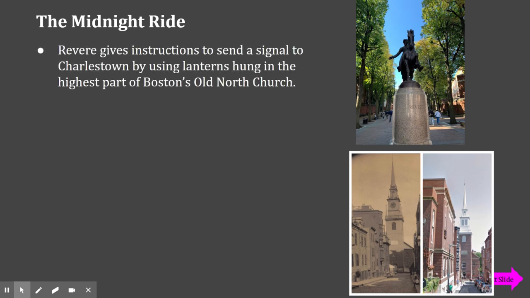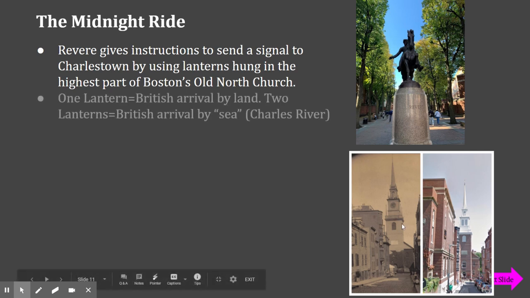Revere gives instructions to send a signal to Charlestown by using lanterns hung in the highest point of Boston's North Church. So that's the church down there. And one lantern would mean that the British had arrived by land. Two lanterns would mean the British had arrived by sea.